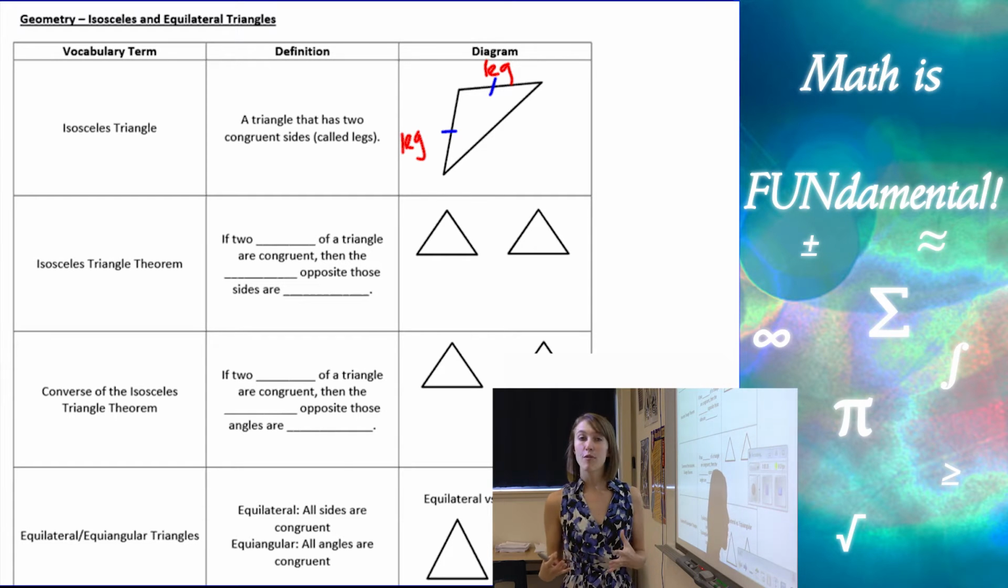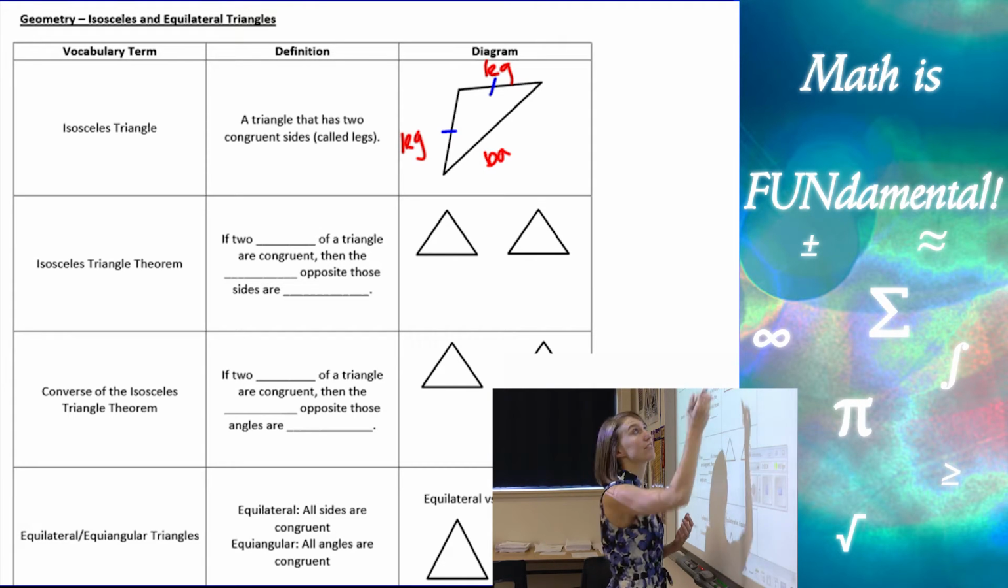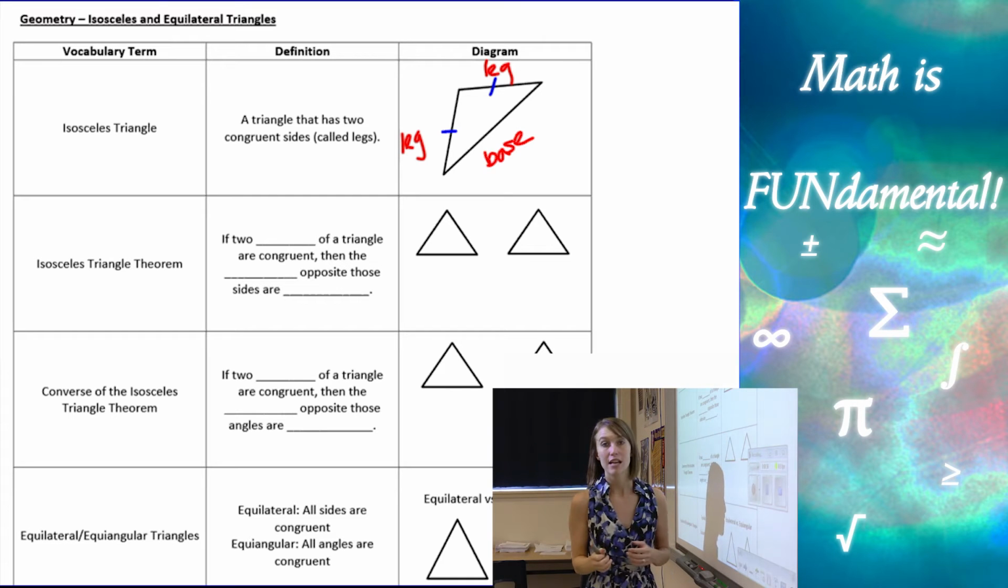Now, a little bit more vocab here, I'm going to kind of embed it into this definition, is that this side, the non-congruent side, is what we call the base. And we have to be careful because the base is not always on the bottom of the triangle. It simply means the side that's not congruent to the other two. All right, so we have that.